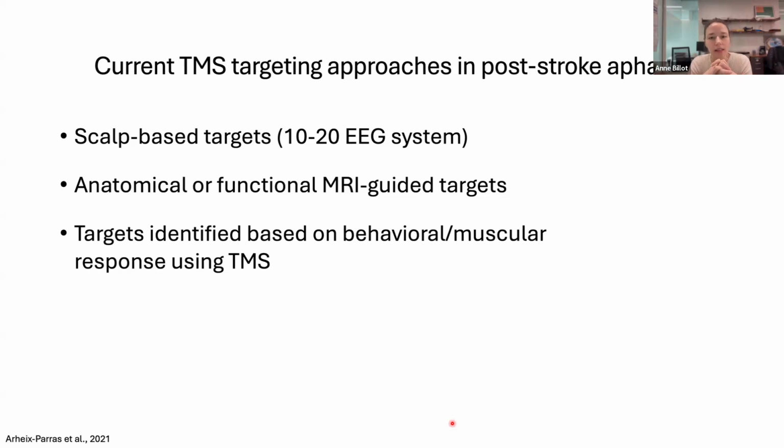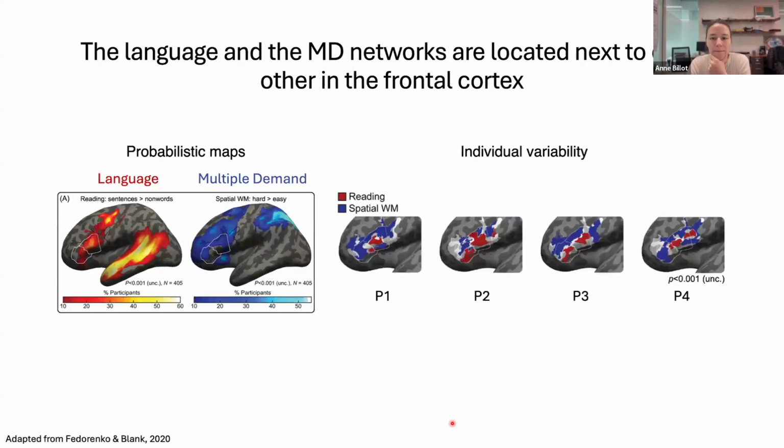But as techniques are progressing and becoming more and more accessible, we might be able to solve that problem of targeting a specific region more precisely. And the reason why it's problematic is that, as you probably know, one of the regions mostly used in TMS for aphasia treatment is the right inferior frontal cortex. And the problem is that the language and the multiple domain networks, as I have shown earlier, are located right next to each other in this region, as you can see here across these 4 participants. And I'm showing the left hemisphere, but this is the same when we look at the right hemisphere.